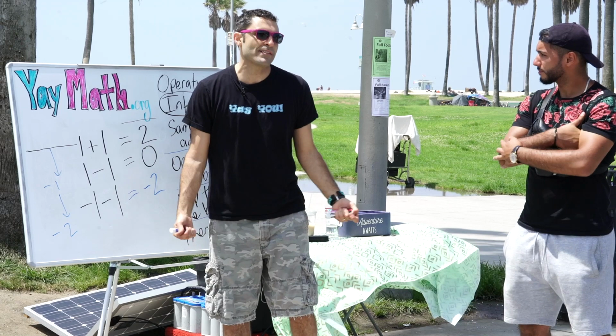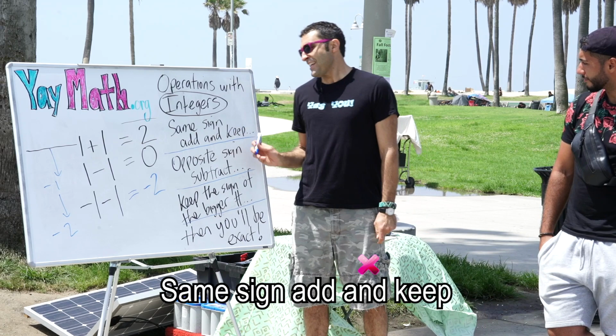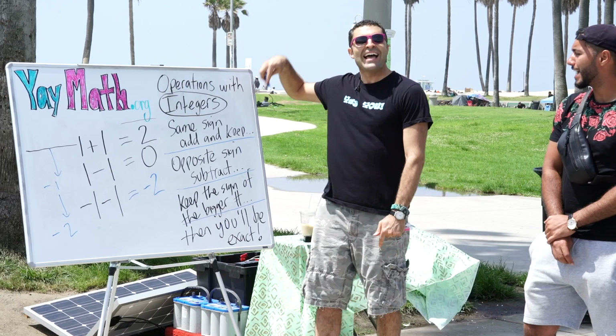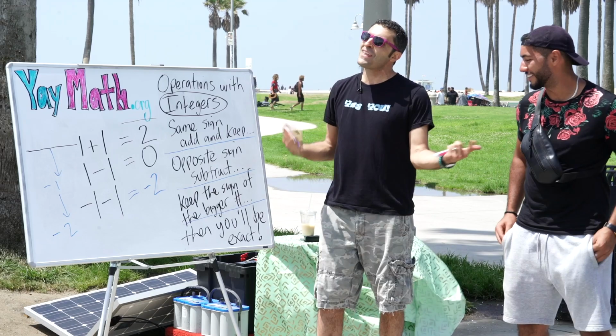So I'll sing it once. Same sign, add and keep. Opposite sign, subtract. Keep the sign of the bigger number, then you'll be exact. All right, try with me. 1, 2, 3. Same sign, add and keep. Opposite sign, subtract. Keep the sign of the bigger number, then you'll be exact. Well done, okay.